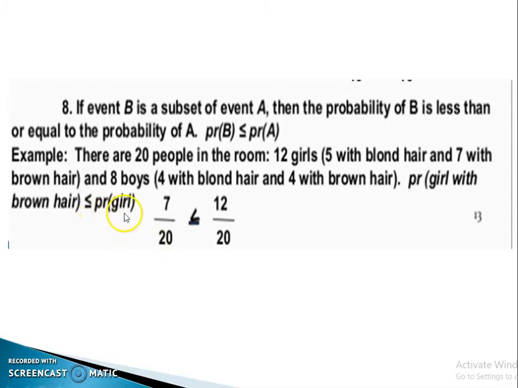And probability of girl is, since there are total 12 girls out of 20 people, so 12 over 20 is the probability of a girl. So 7 over 20 is less than or equal to 12 over 20. It means probability of a girl with brown hair is less than the probability of a girl, 12 over 20.